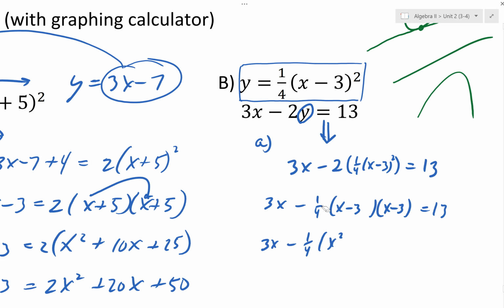I think you meant to write 1/2. Oh, you're right, I did. I said 1/2 and then I wrote 1/4. Thank you. Okay? All right. So we have 1/2 of x squared minus 6x plus 9.